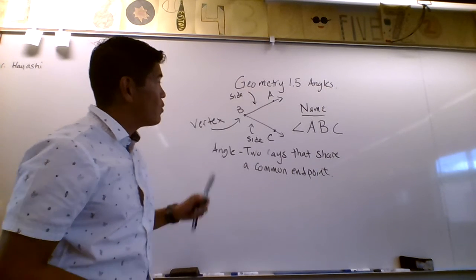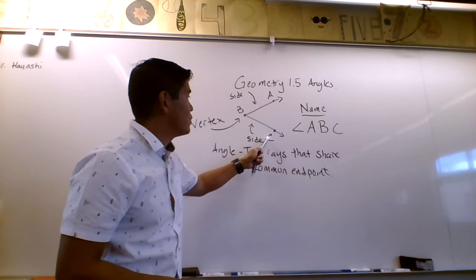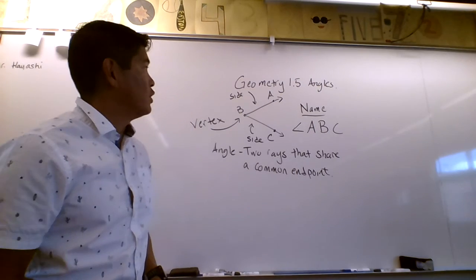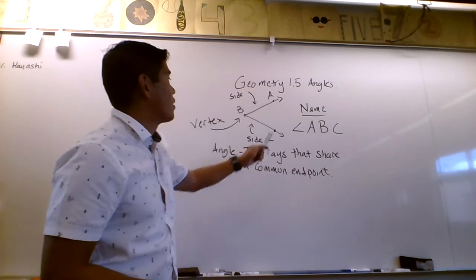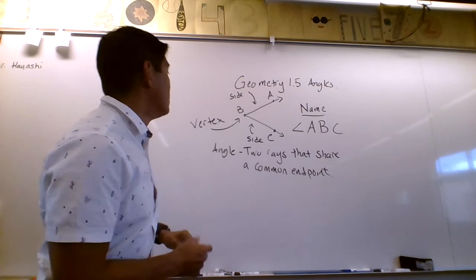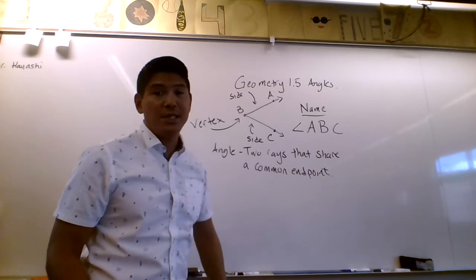So that's not the only way that you can name the angle. The other way that you can name the angle is angle CBA. You can't name the angle something like angle ACB because that does not trace out the angle. So that's just the basics of angles.